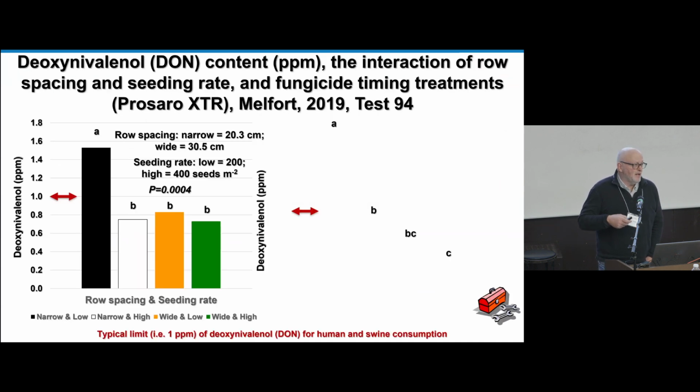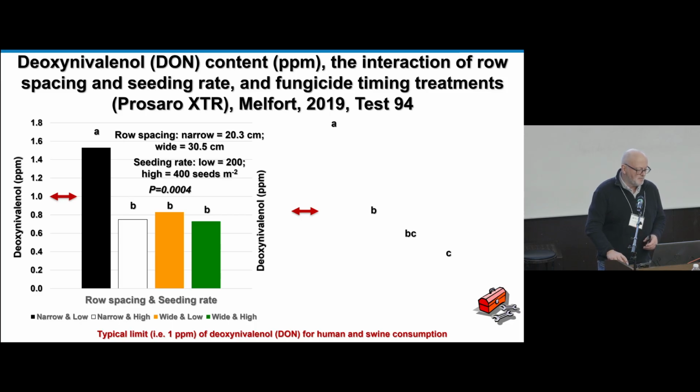Now, one of the things that we did in one of our wheat trials is we looked at row spacing, and we looked at anywhere from 7 to 14-inch row spacing and a low and a high seeding rate. So the low and high was 200 and 400 seeds per meter squared. So you may be wondering what's happening here.